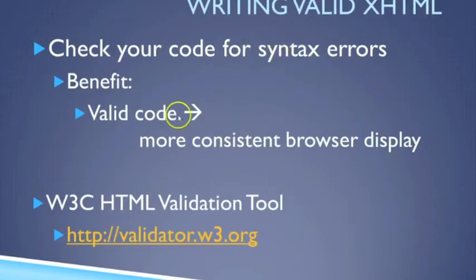Now after we write the code, we want to make sure it's valid, so we run it through a validator, and here's the validator for that. After you do your assignment, you're going to run it through this validator. You're going to make sure it passes, and you're going to do a screen capture and send that to me, showing that your code was valid. And I'll show you how to do that later.